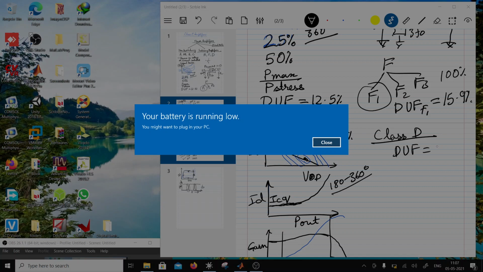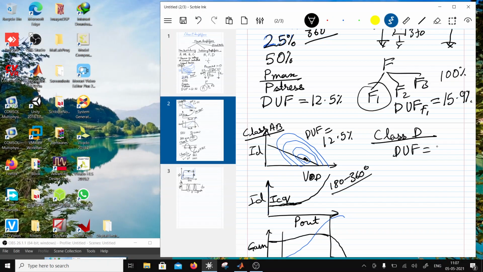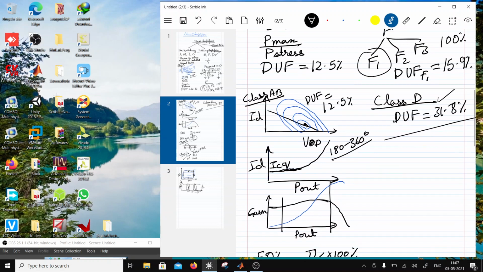So the device utilization factor would be 31%. Class D amplifier is going to be more linear than class F, and it's able to deliver more power for a given device size or device stress, right? So that's why this D amplifier is very good for delivering power.